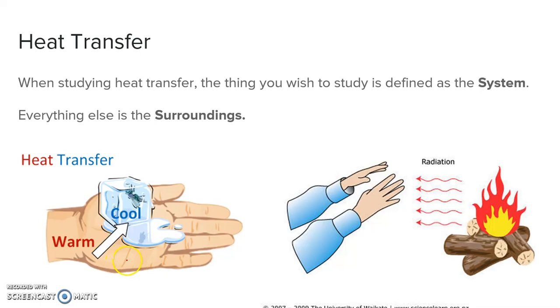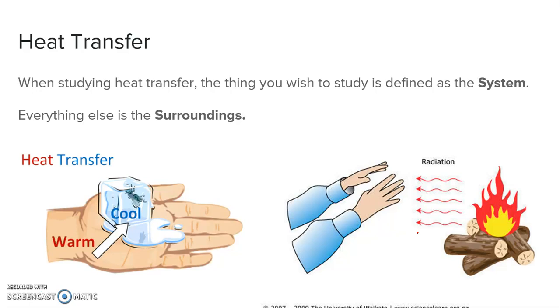So in this picture, if the ice cube is the system, then your hand would be the surroundings. And we know that your hand is at a higher temperature than the ice cube, so heat would be transferred from the warmer thing to the cooler thing. In this case, from the surroundings to the system, which is the ice cube. Over here, we can define the fire or the burning of the wood as the system. And that system is releasing heat to the surroundings, which would be the air and your hands and anything else around it. So when we're looking at heat transfer, we have to make sure we know what is the system, what is the surroundings, so that we can look at the direction of the heat transfer.